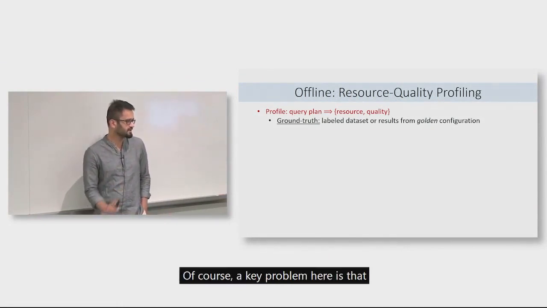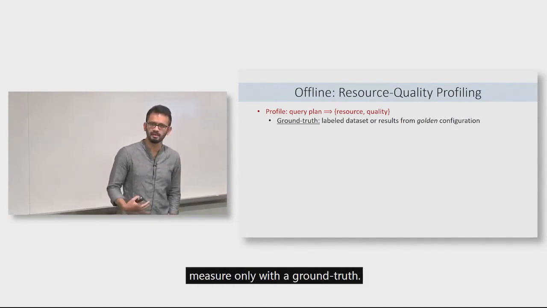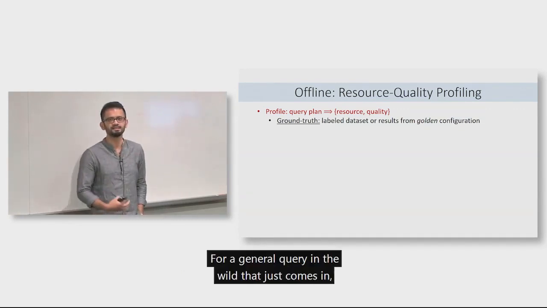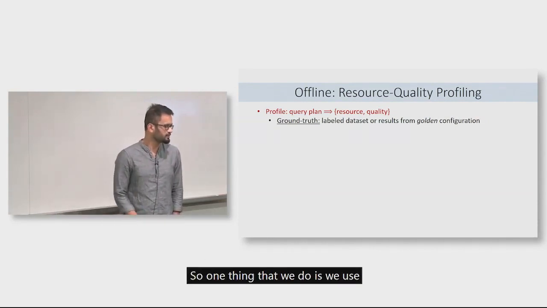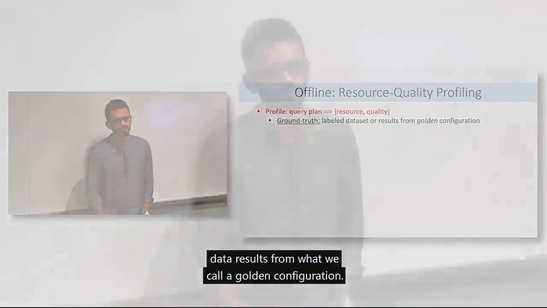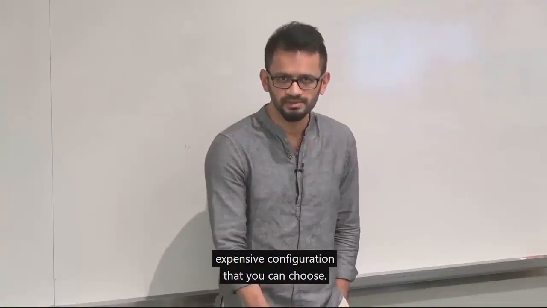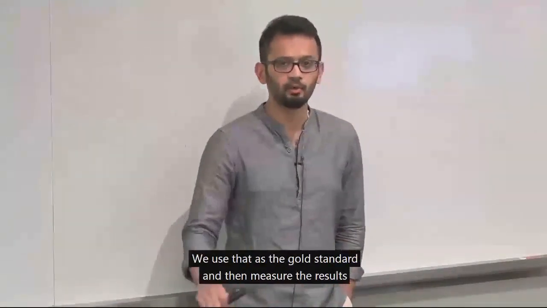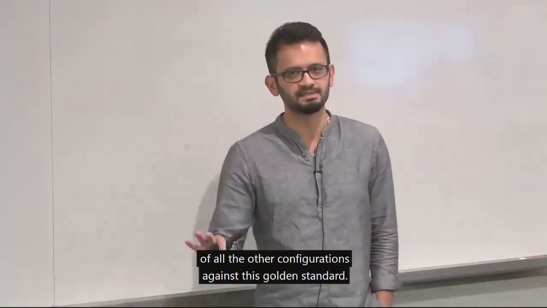Of course, a key problem here is that the quality is something that you can measure only with a ground truth. And for a general query in the wild that just comes in, there are no hand-labeled data sets available. So one thing that we do is we use results from what we call a golden configuration. So this is like the most expensive configuration that you can choose. We use that as the gold standard and then measure the results of all the other configurations against this golden standard.